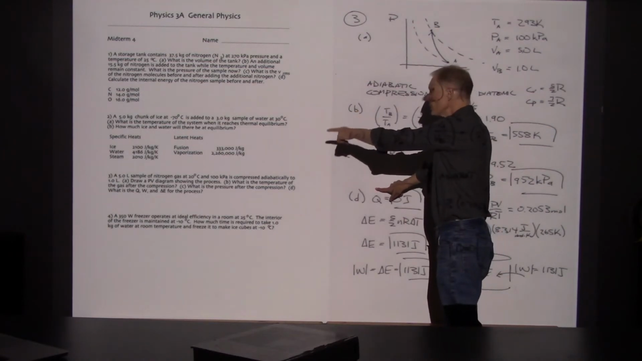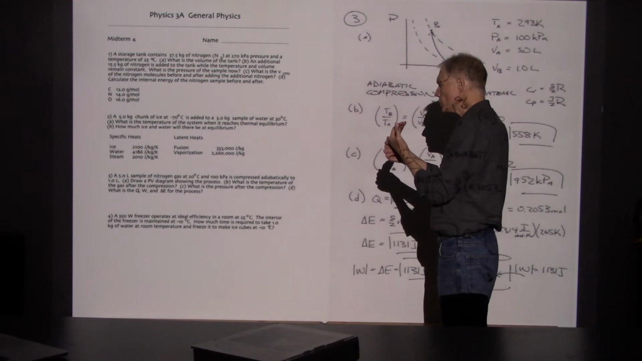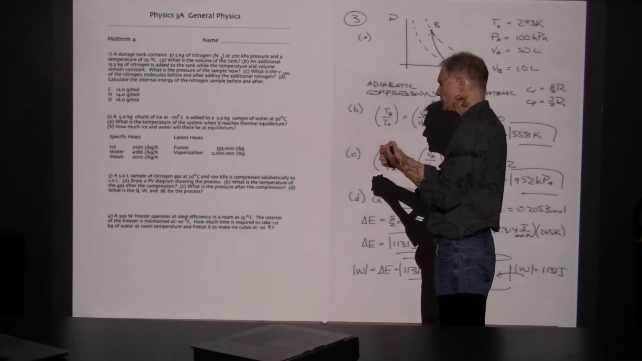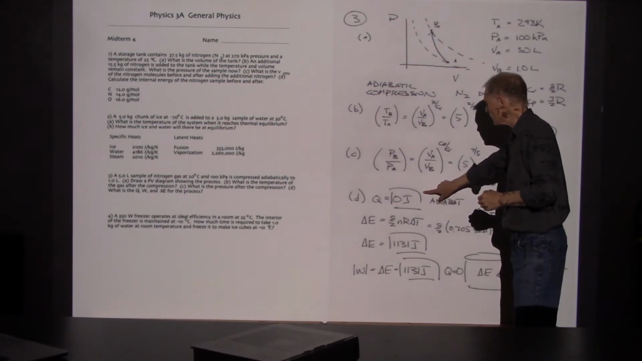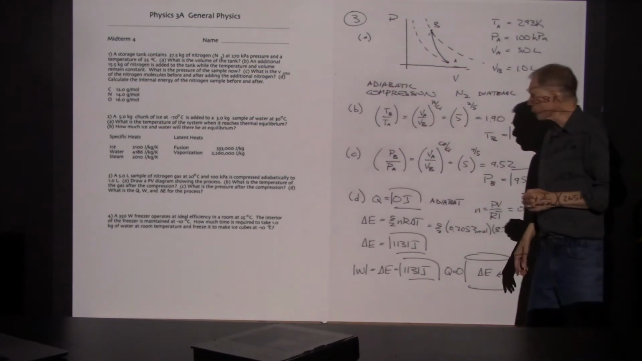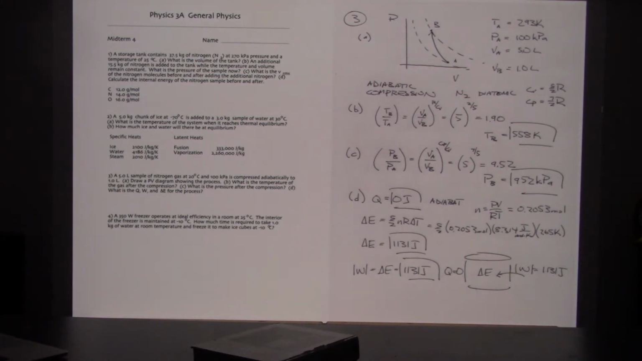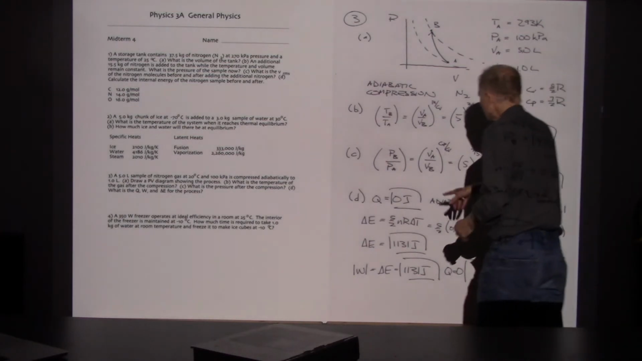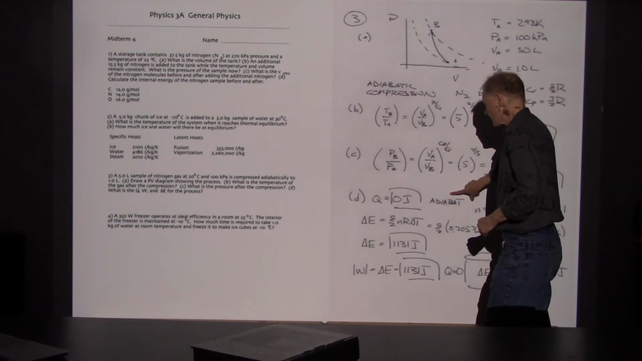For part D, D is asking what is Q, W, and delta E. So Q is the heat, and by definition, when we derived the adiabat formulas, an adiabat is a process where Q does not transfer. There is no heat transfer taking place. That's what makes it an adiabat. So it's an adiabat, Q is equal to 0, show your work. It's because it's an adiabat.